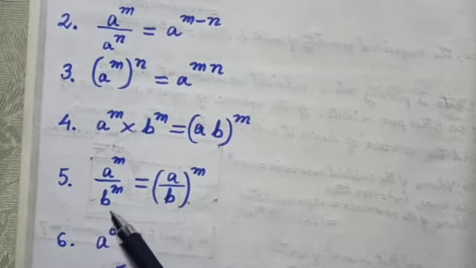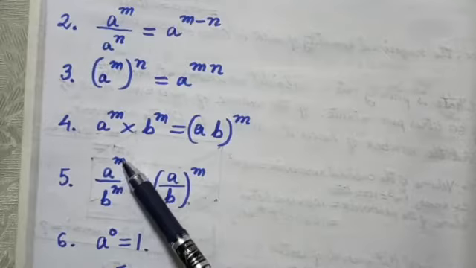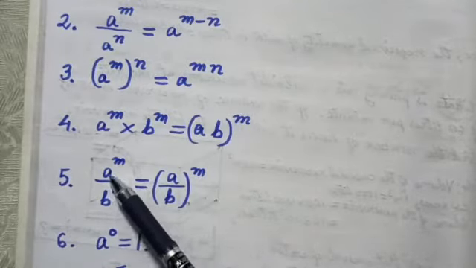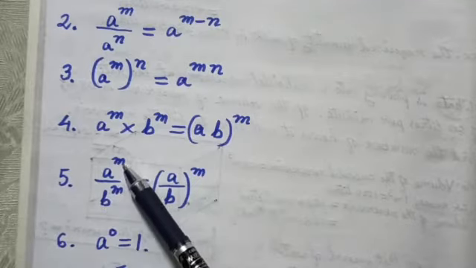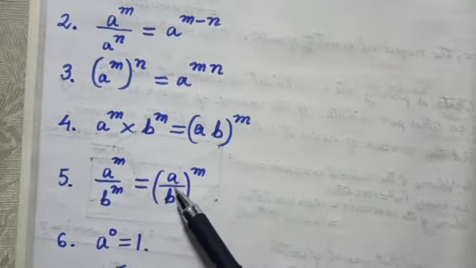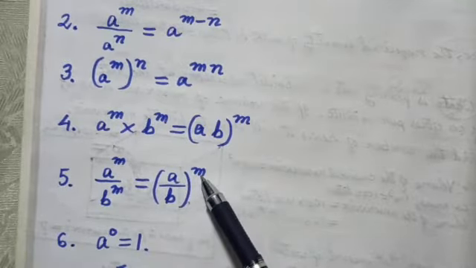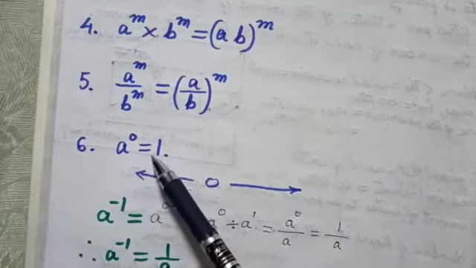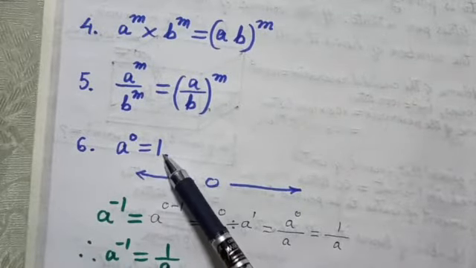Now law number 5, a to the power m divided by b to the power m. Here the bases are different, but the powers are the same. So this same power we take common. That means a by b whole to the power m. Now law number 6, a to the power 0 is equal to 1.